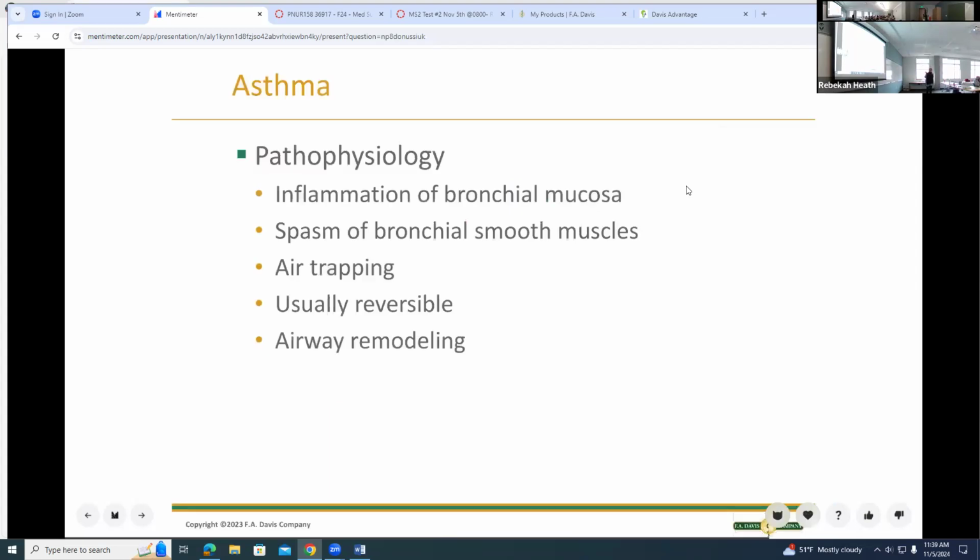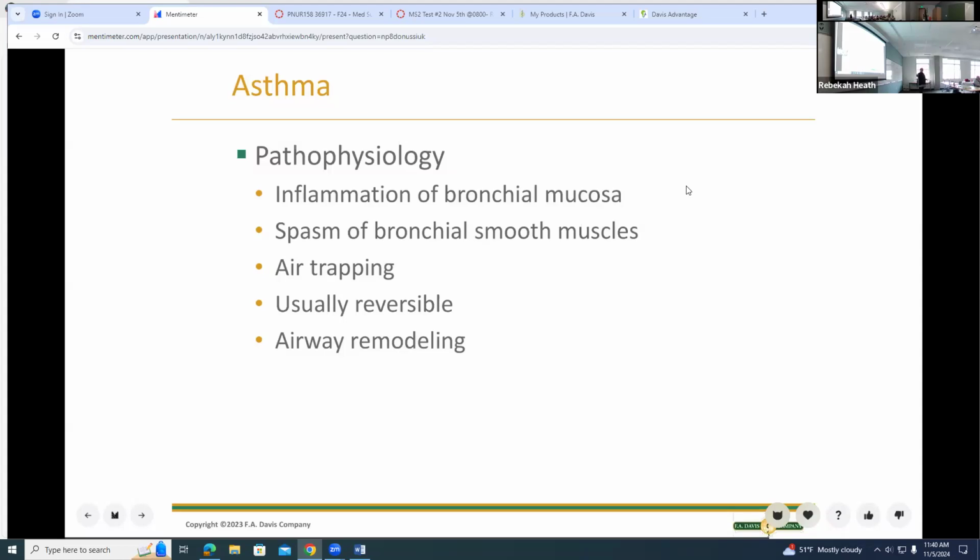So asthma, we've been talking about it a little bit now and then, but it's very similar. You can have inflammation, and you have spasm that happens as well. So sometimes it's not just trapped air from swelling and inflammation. You can also have those bronchial spasms, which can cause air to be trapped inside. It's usually reversible. That's one of the things that's different with asthma from emphysema and bronchitis: if you have an asthma flare-up, usually you can treat it.